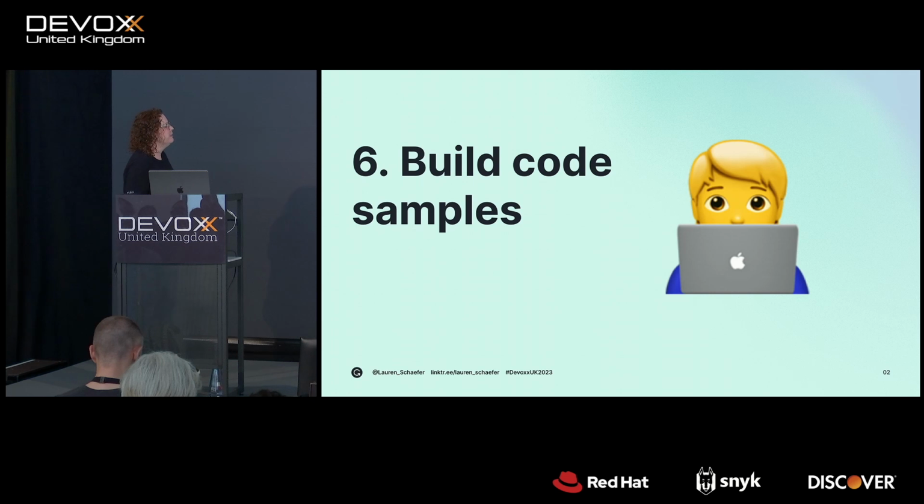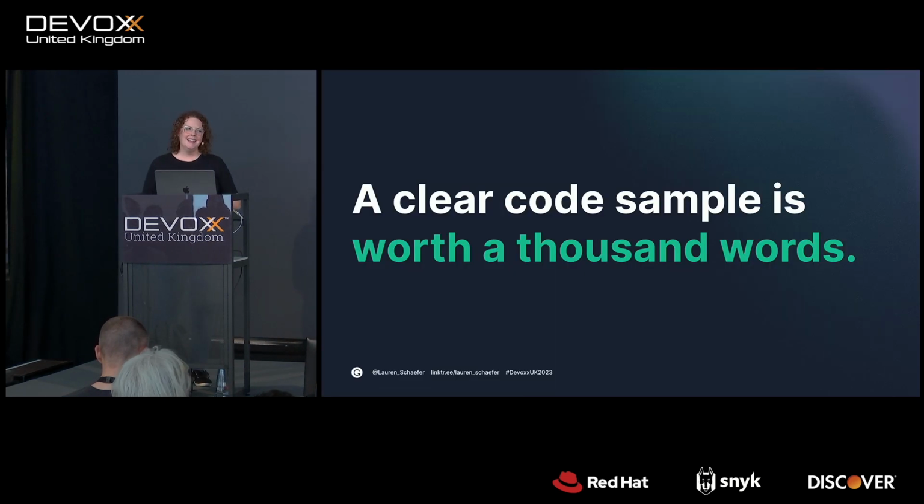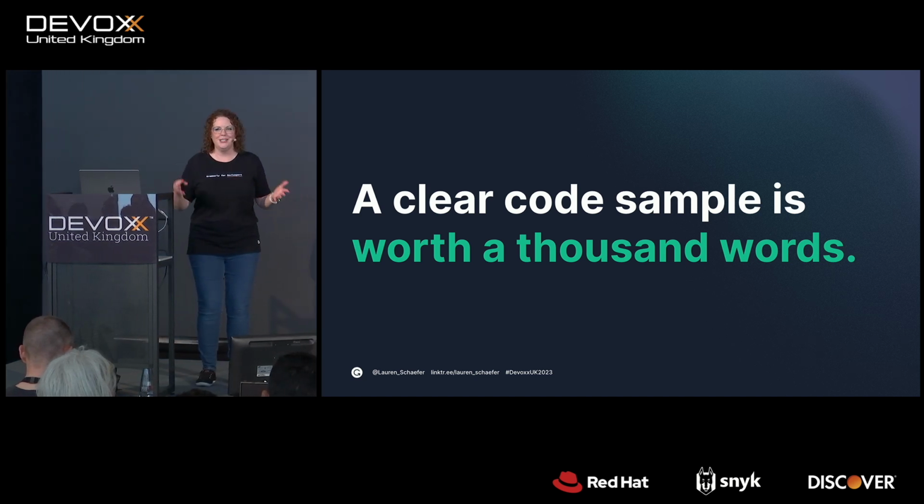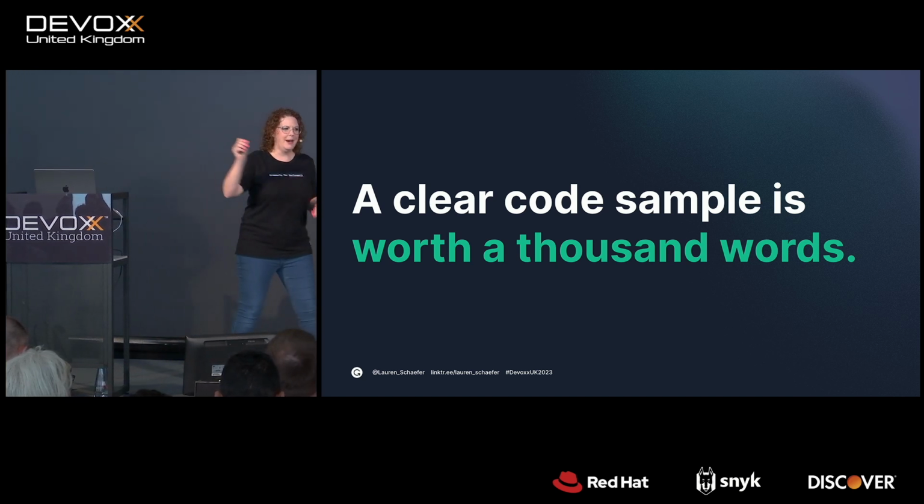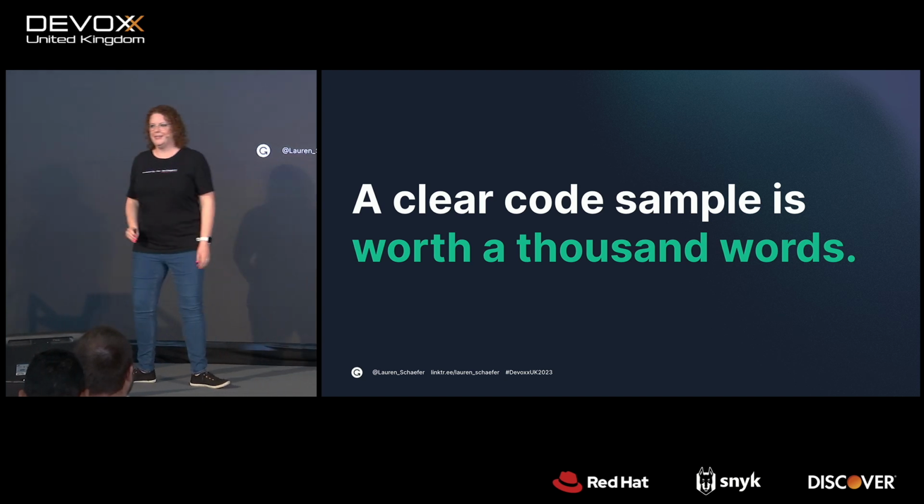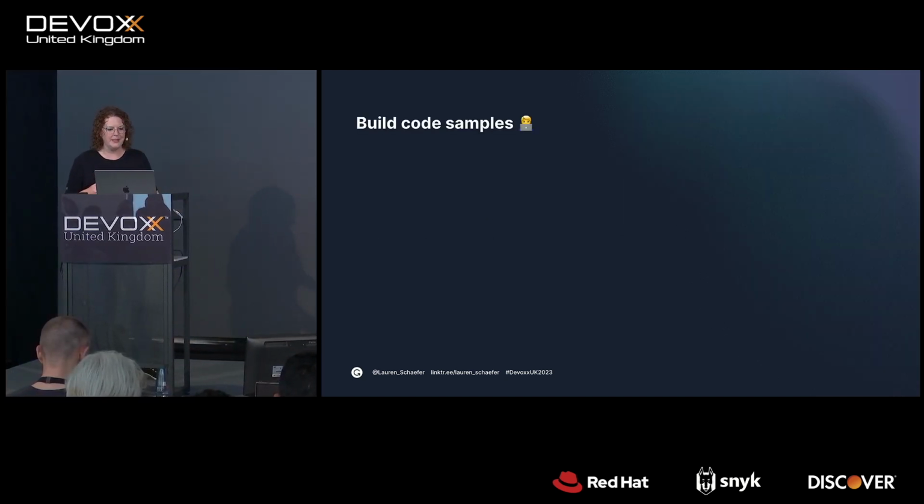Okay, best practice number 6, build code samples. A clear code sample is worth 1,000 words. I'm guessing if you're sitting in this room, you've probably skimmed documentation looking for a code sample, right? You go in, you find your code sample, you copy, you don't even read the prose around it. You're just like, I'm going to copy this, I'm going to paste it in, and I'm going to see if it works, right? And you hope that it works. This is totally normal, it happens all the time.